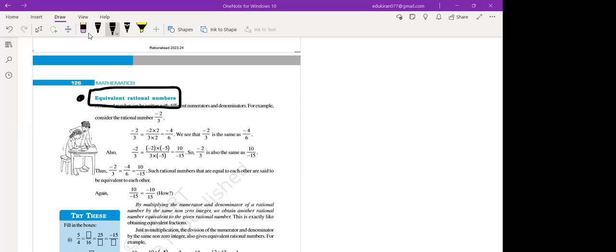Done, ma'am. Ma'am, the Yes. marker has blocked what we are supposed to write. No, you have only just write this. Just put the heading equivalent rational numbers. Okay, ma'am. Done, ma'am. Ma'am, we Okay. have to write the sum like -2 No, only this, divided by. only the heading, only the heading. This one. Okay, ma'am.